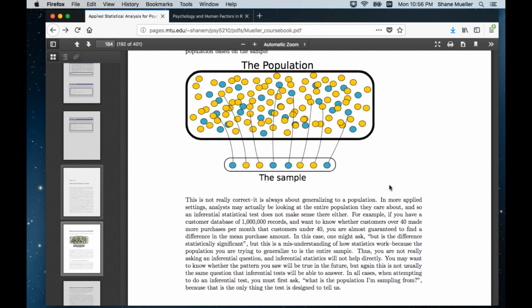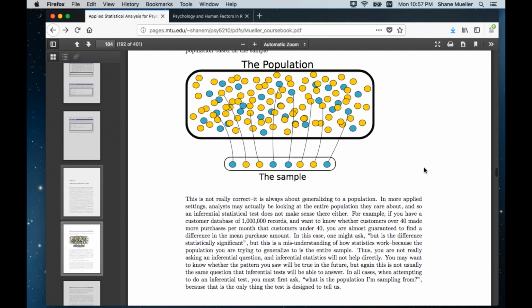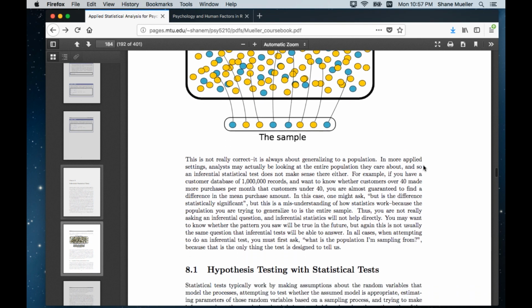It's about how likely a pattern in the population is, or how likely that pattern could have been produced by a population where there was usually no difference. So always think, when you're trying to understand a statistical test, what are you drawing inferences about? What is the population you're sampling from? And that can often help understand what the right test is to do.